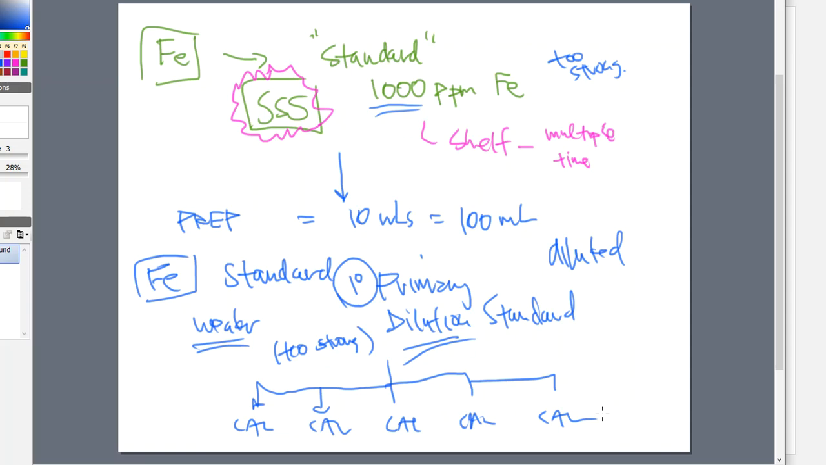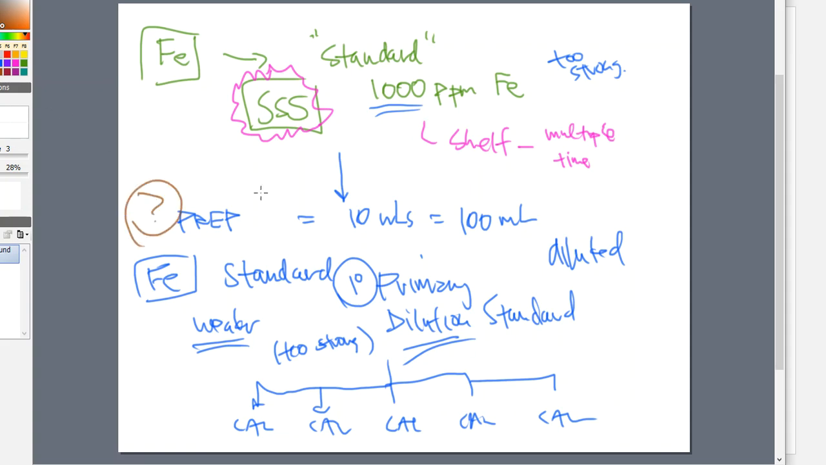And then the primary dilution standard will be used to make all of our calibration standards that we need for a laboratory procedure. Okay? Now, I know what you're thinking. Because, trust me, I do the same thing.